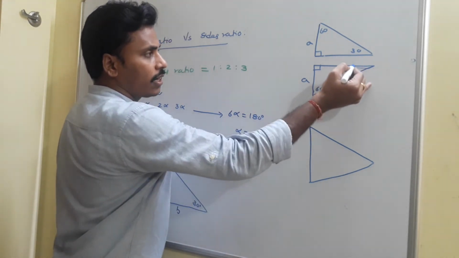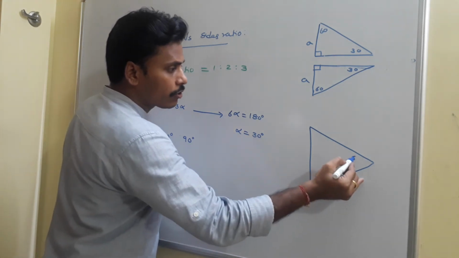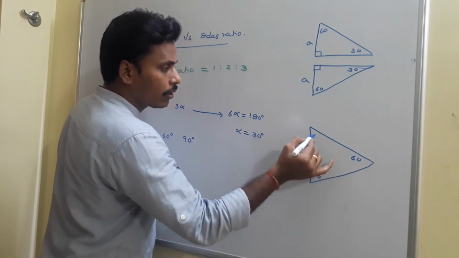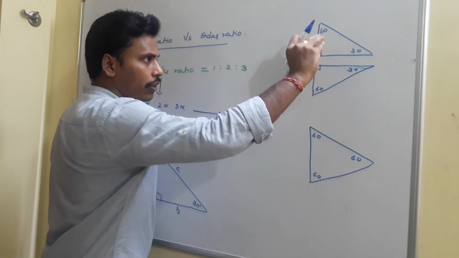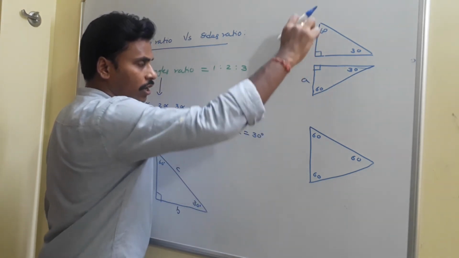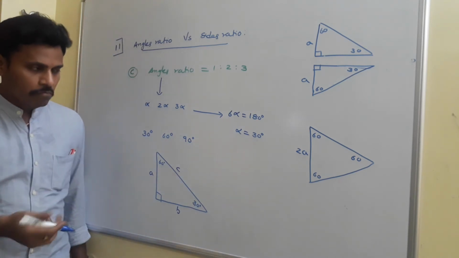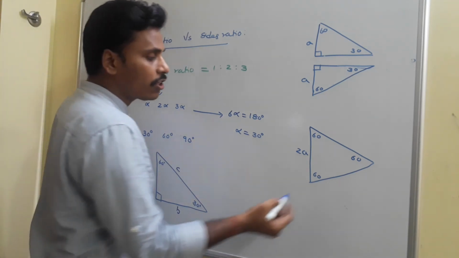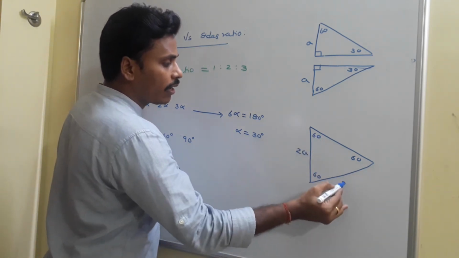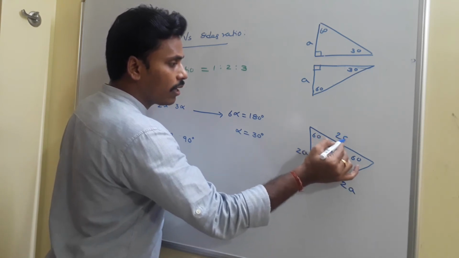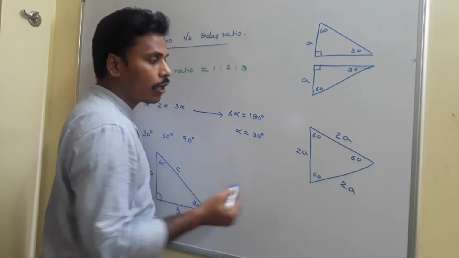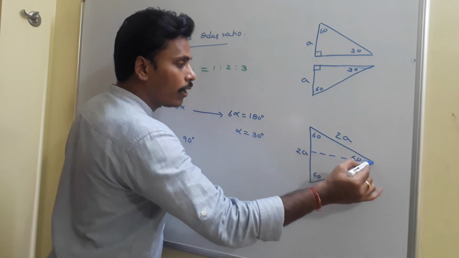Okay, this is 30 and 30, right? So again it becomes 60, and this is already 60, this is already 60 because we are joining these two. This is A and this is A. If you join these two, this total length is 2A. Since it's an equilateral triangle, this length is 2A, this length is also 2A.